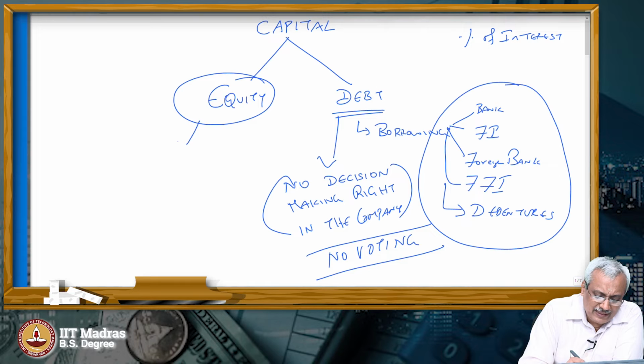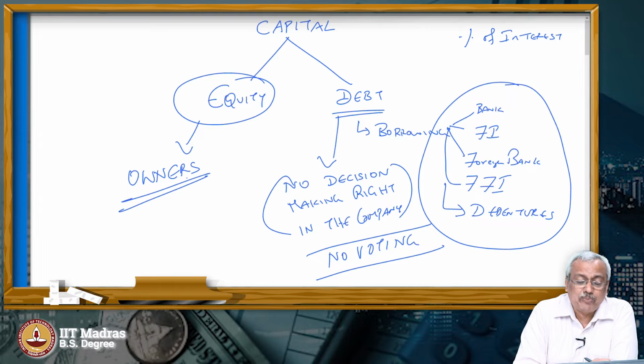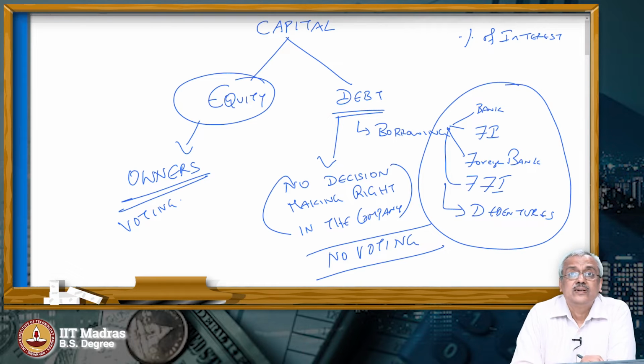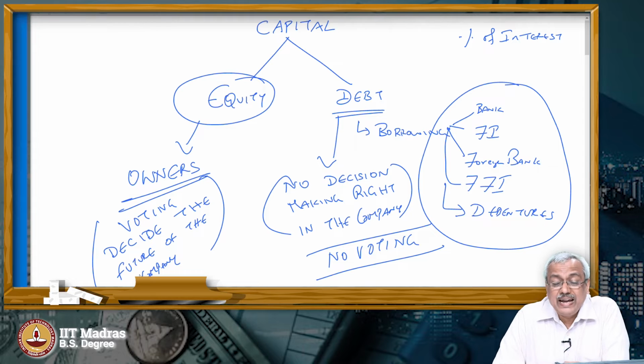The equity providers are nothing but the owners of the company. The equity providers decide, they have what is called voting right. They decide the future of the company. They make decisions with regard to the company. They are the owners of the entity.